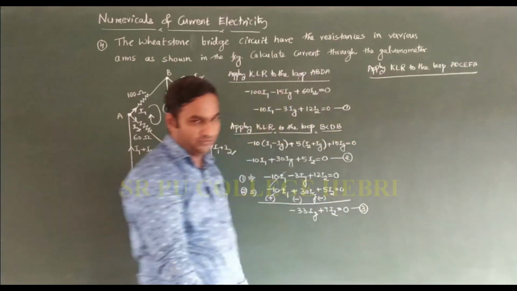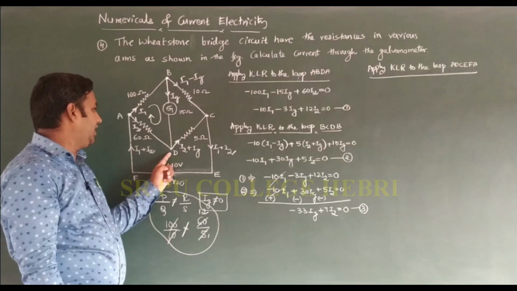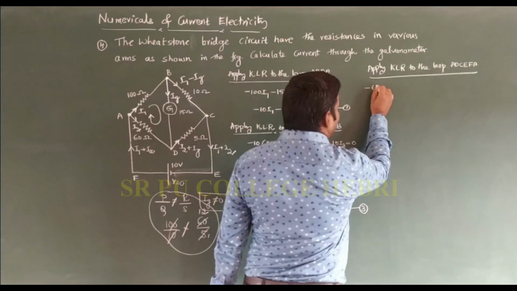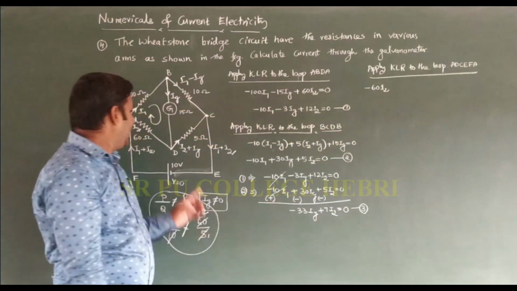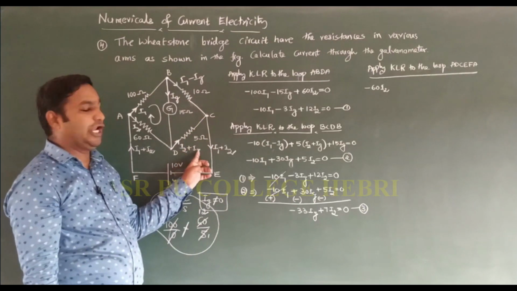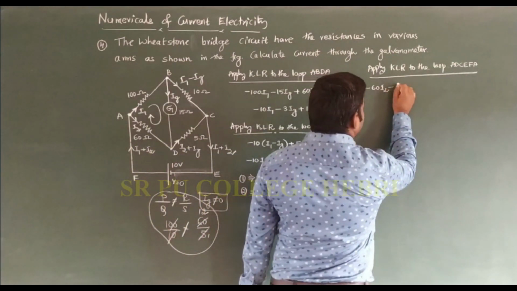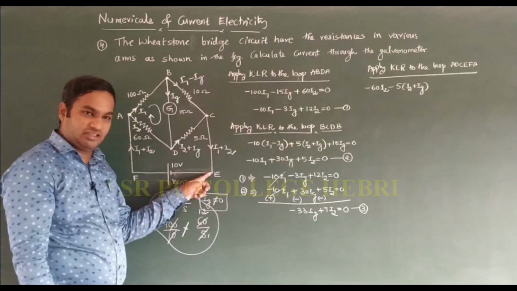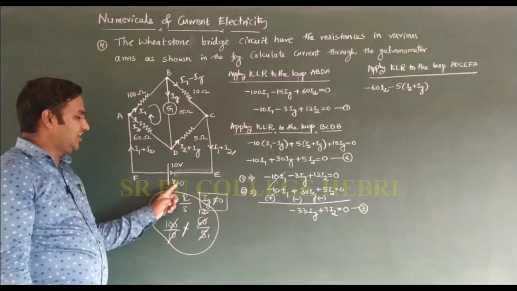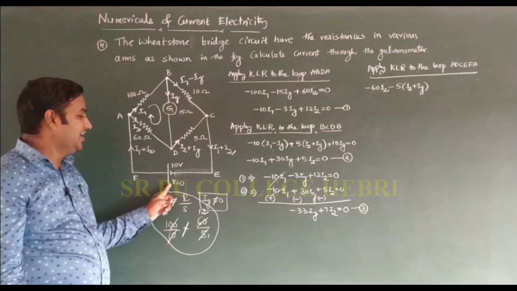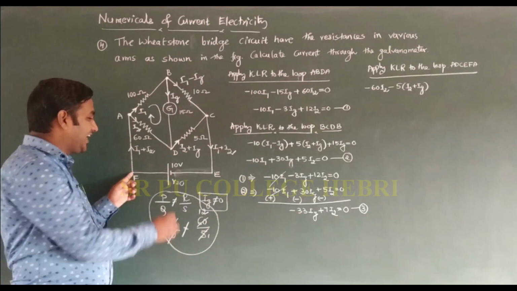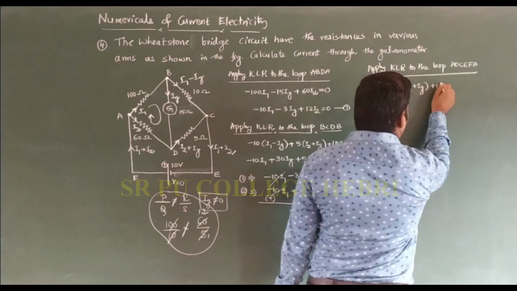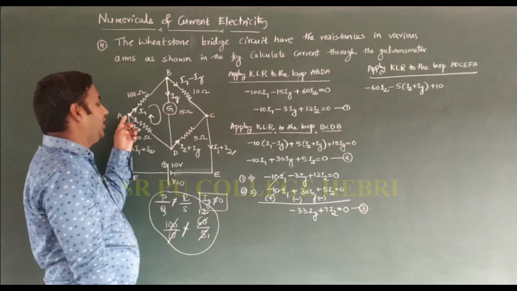Now this loop you have to count. If I move from A to D, here I2 current along my path, it becomes minus 60 I2, and again D to C, I2 plus Ig along my path, it becomes minus 5 times I2 plus Ig. Again I'm moving from C to E, nothing is there. E to F, here internal resistance is 0, no need to think about resistance part. Moving from E to F, the second terminal of the cell is positive, automatically it becomes plus 10. Again I am moving from F to A, nothing is there.